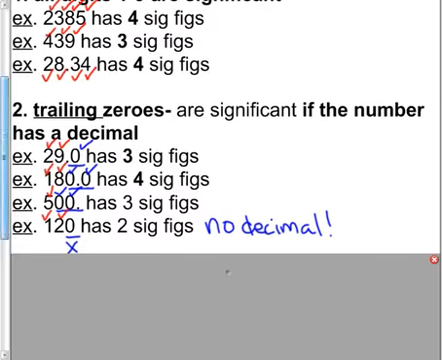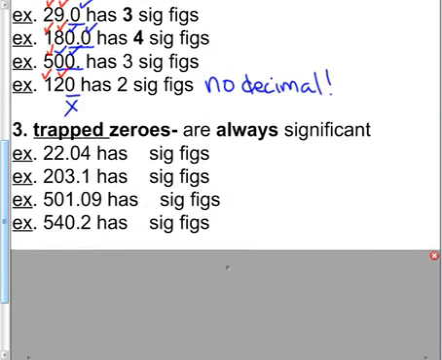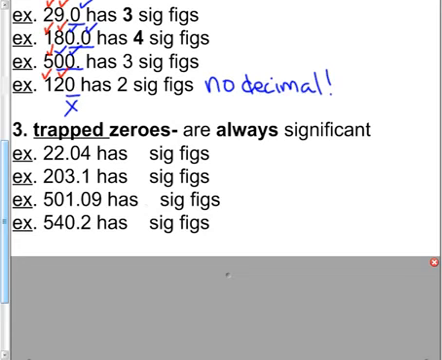If we keep going, we have 2 more rules for our sig figs. So our next rule is about trapped zeros. Trapped zeros, or sometimes I like to call them sandwich zeros, are always significant, and that's because they're in between 2 significant figures. So if we go back to our first rule, all of our non-zero numbers are significant, and that 0 you can see is trapped in the middle of some check marks. That makes it significant. Therefore, we have 4 significant figures here.